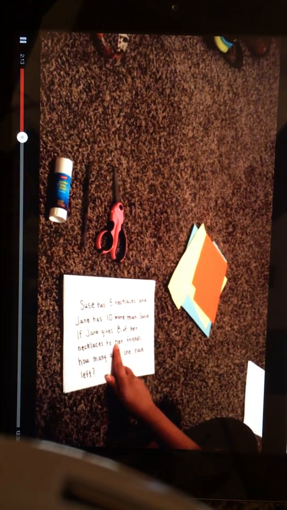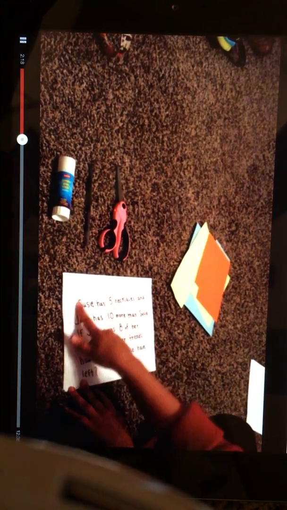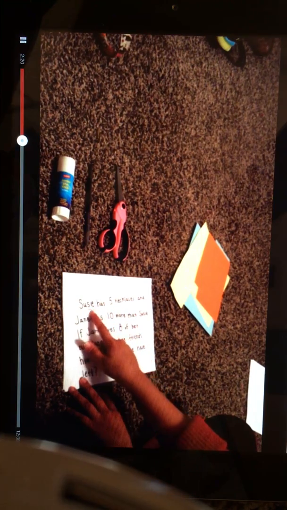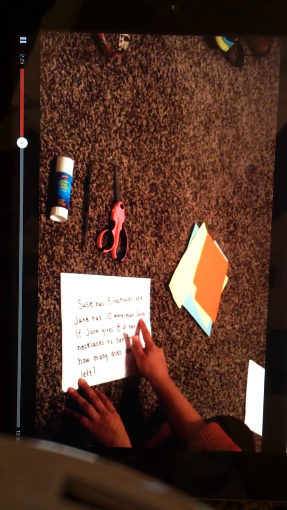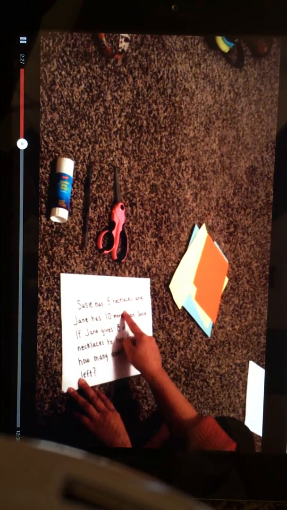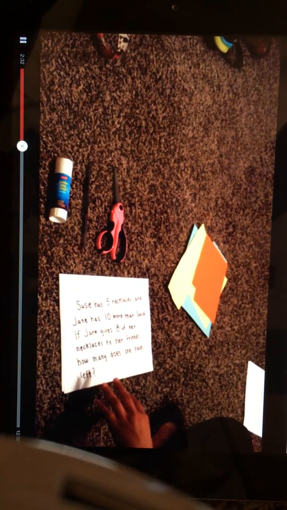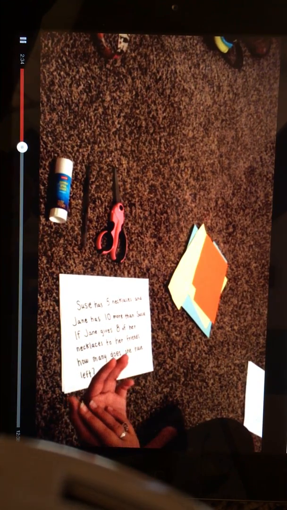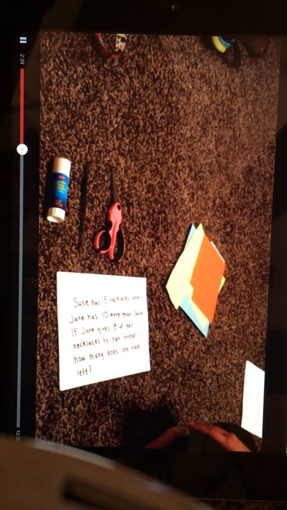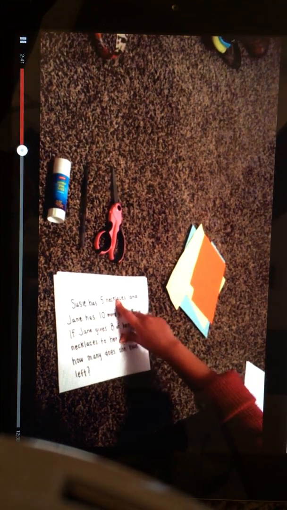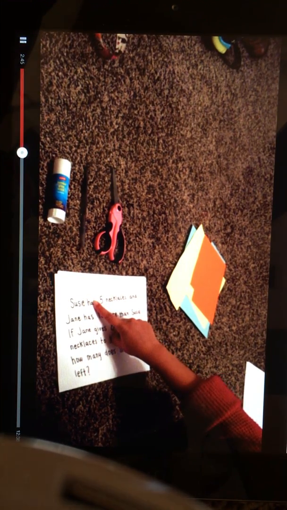But before we can figure out that part of the problem, we need to look at the beginning. And there's no change happening here. But we know that Susie has 5 necklaces and Jane has 10 more than Susie. Is this a part-whole problem? Or do we have 2 amounts that came from the same whole? No, they're 2 separate people and they have their own necklaces. So this must be a compare problem because we're comparing Jane's amount of necklaces to Susie's.